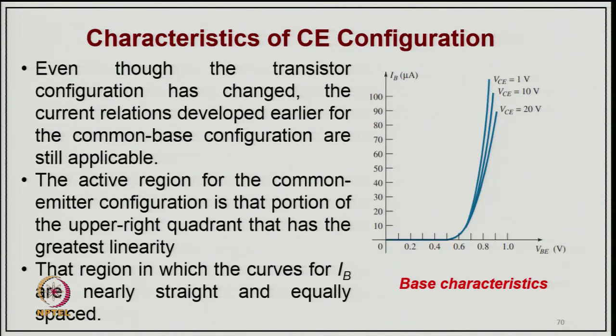This is typically the base characteristic, where you have the base current and VCB, for different levels of the VCE voltage. Even though the transistor configuration has changed, the collector current relations developed earlier for the common base configuration are still applicable. The active region for the common emitter configuration is the portion of the upper right quadrant that has great linearity, the region in which the curves of IB are nearly straight lines and equally spaced.